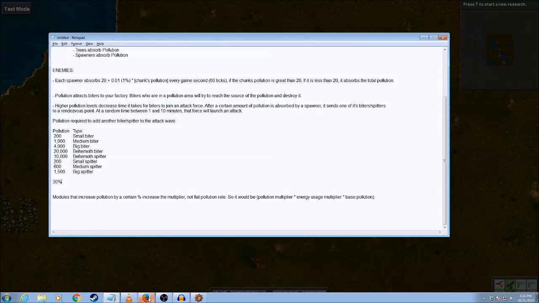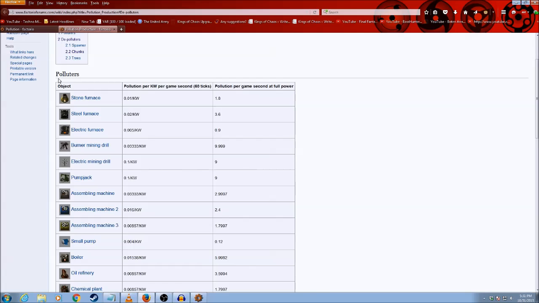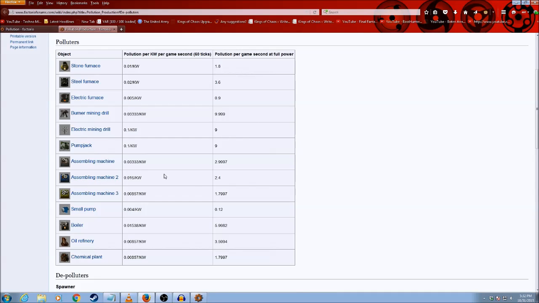So if we go here to our internet browser, make sure I'm recording this. Okay, so here's our chart of how much pollution each thing produces per second at full power. Excuse me, I'm losing my voice. And then this is the energy consumption, pollution per kilowatt per game second. So if we go with an assembler, let's go with a level 3. It'll round it to 3. Okay, we'll just say it's 3.